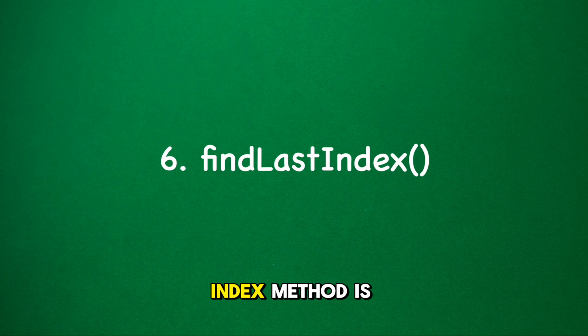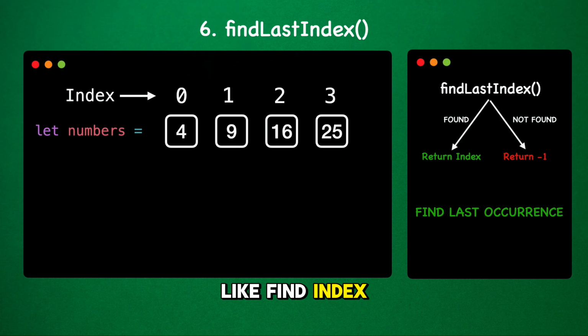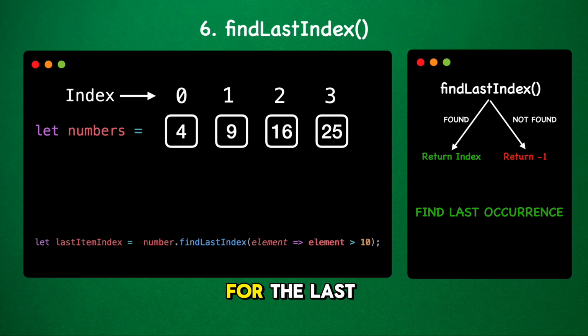The findLastIndex method is like findIndex. But instead of looking from the start of the array to find where a certain item is, it starts from the end and goes backwards. It tells you the position of the last item that meets your condition. Let's use the array 4, 9, 16, 25 and look for the last number that is greater than 10. Here's how you use findLastIndex.